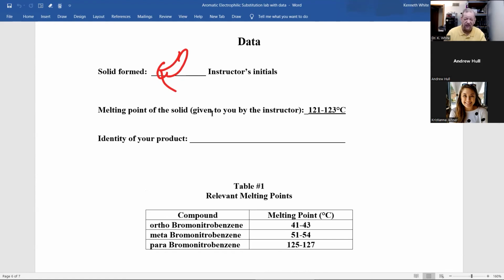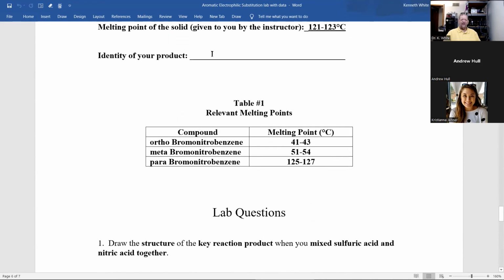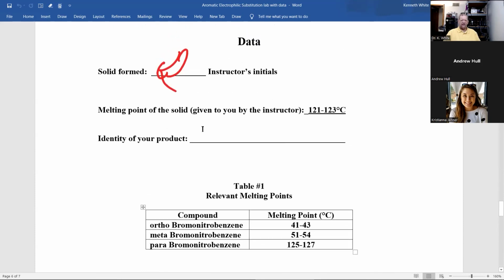And then if you were in a lab and we had more time, which even face-to-face we don't, I tell you, because I've taught this at other schools, the melting point of your product is 121 to 123. Now, right here, you have to identify what you make. How do you do that? You look at this chart. Now, when you do melting points in real life, it's always going to be a little lower than the actual product. So from this melting point, you can figure out which is the isomer of bromonitrobenzene, and you identify it right here.